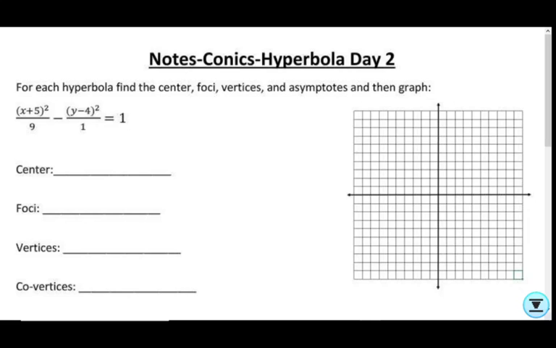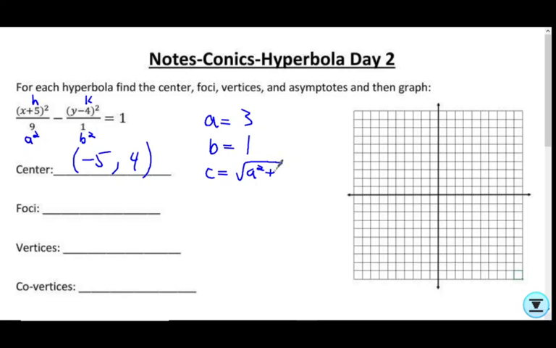So first thing we're going to do is find the center. Just like the ellipse, this is h, this is k. So our center is at -5, +4. Now in the hyperbola, a is always the first denominator, the positive one. So a is 3 and b is 1. And then to find c, it's the square root of a squared plus b squared. So in this case, the square root of 10. Okay? So now that we know a, b, and c, we can find all of our other information.